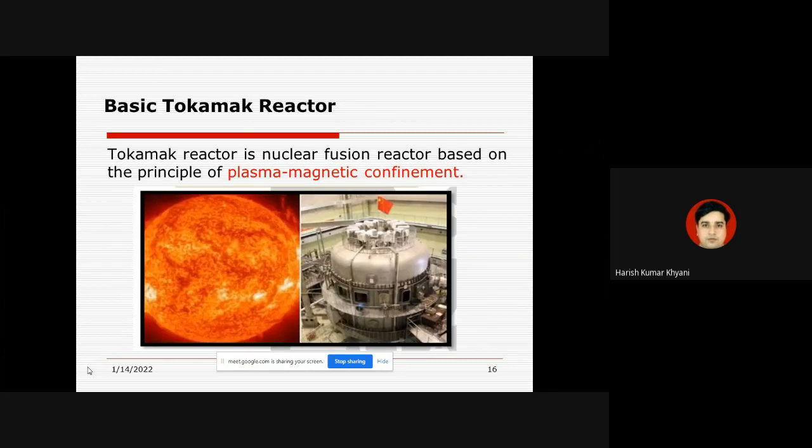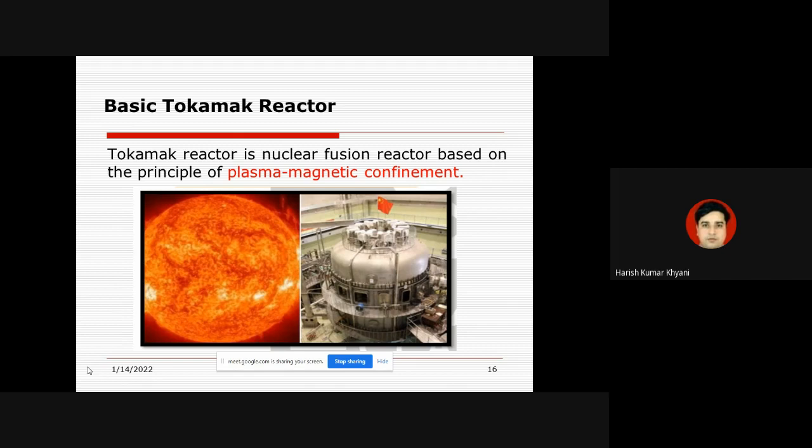So, first of all, see what is Tokamak. Tokamak is basically a nuclear fusion reactor which is based on the principle of plasma magnetic confinement, right? So first, let us try to understand what is plasma and magnetic confinement. Actually, we have said that for nuclear fusion reaction to occur, we need a lot of temperature and pressure, and at this temperature and pressure the material is converted into plasma, which is the fourth state of matter, right? And plasma is basically ionized gas, right?